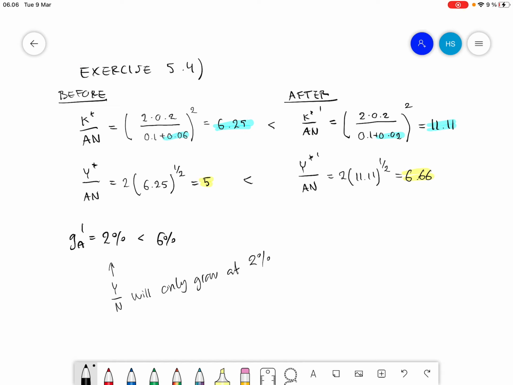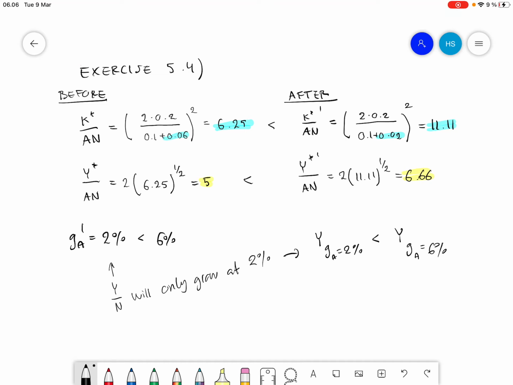Okay, so now output and output per worker is only growing at 2%. Therefore, we will end up at a lower value of output. So what I'm saying is that the output, when the growth rate of technology is equal to 2%, will be lower than if the technology grew at 6%.